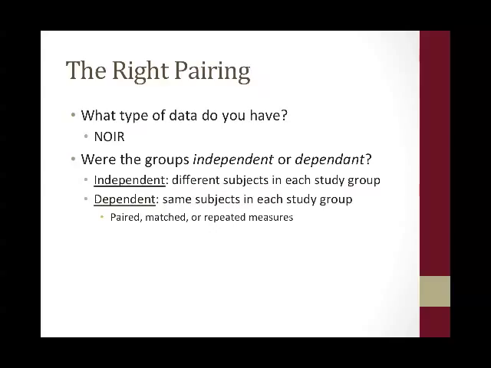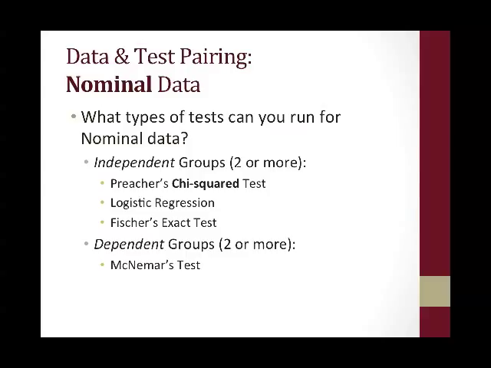In order to select an appropriate statistical test, you have to determine what type of data do you have. Is it nominal, ordinal, or interval ratio? The next thing you have to do is determine were the groups independent or dependent. Independent groups are made up of different subjects in each study group. Dependent groups are the same subjects in each study group. These are often paired, matched, or repeated measures. After you determine the answers to those 2 questions, then you can look at the different type of tests depending on the type of data you have.